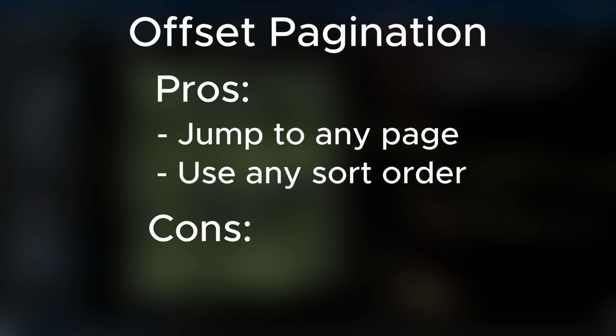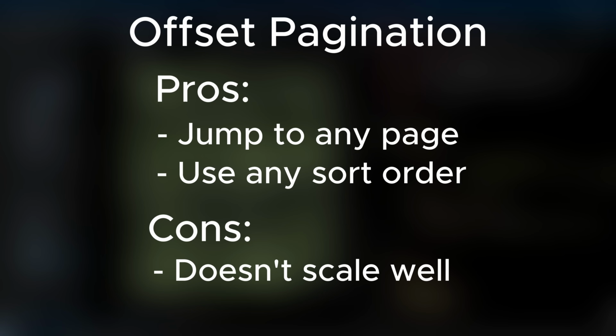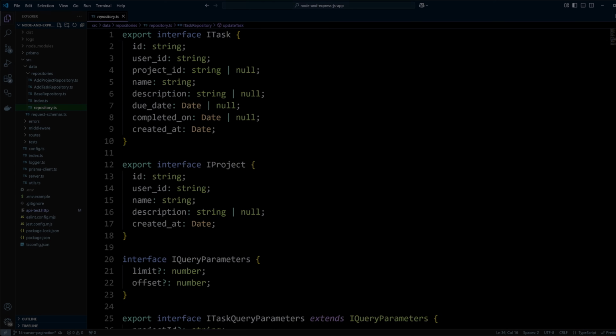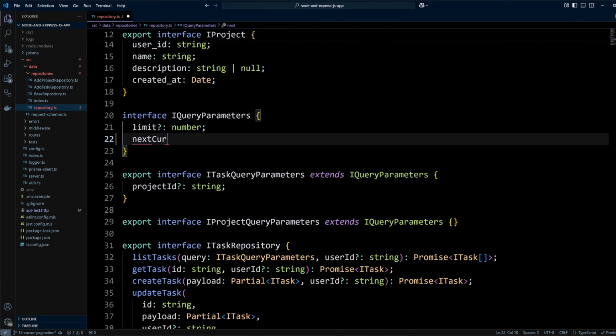However, cursor-based pagination has an advantage over offset pagination when the number of records is large. For example, if you skip 200,000 records and take the first 10, the database still has to traverse the first 200,000 records before returning the 10 that you asked for. This negatively affects performance.